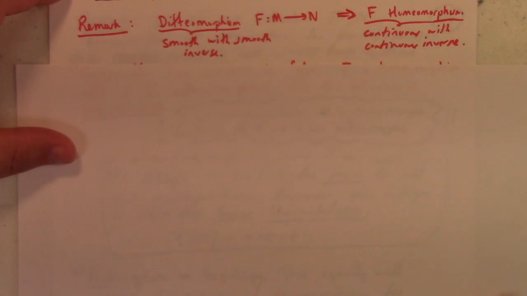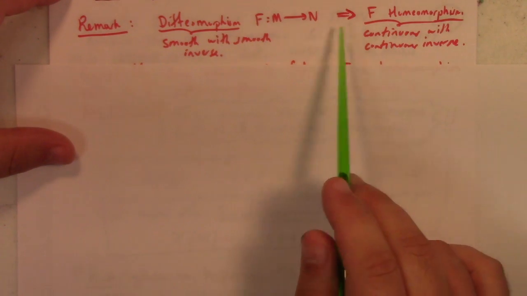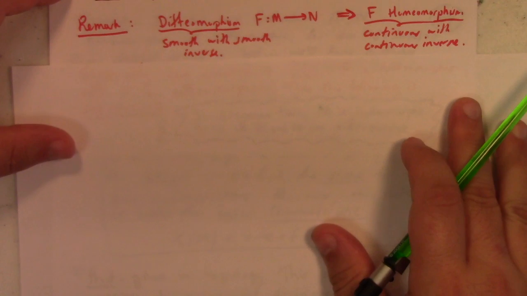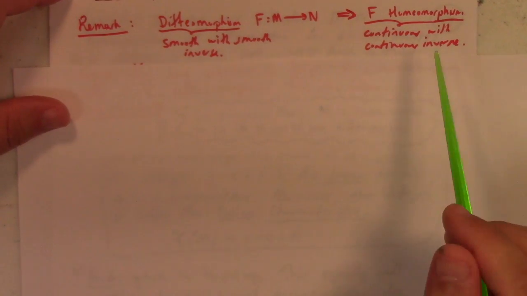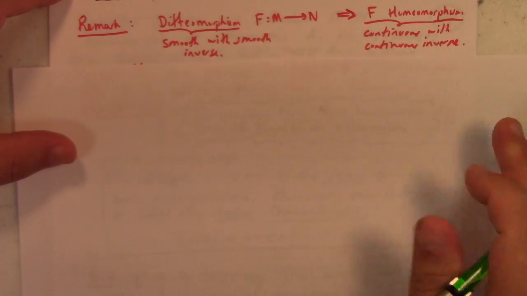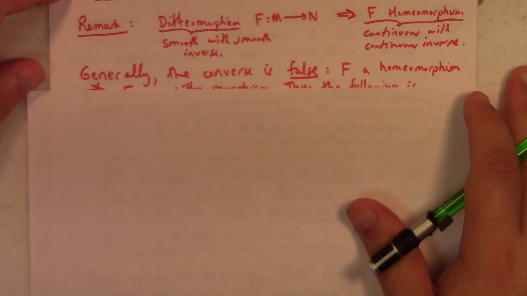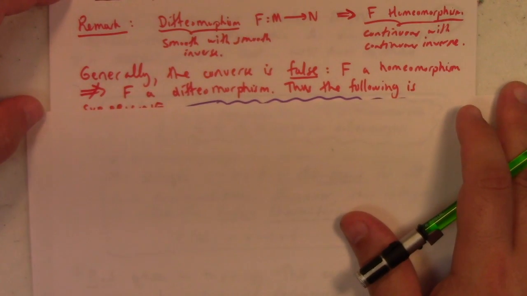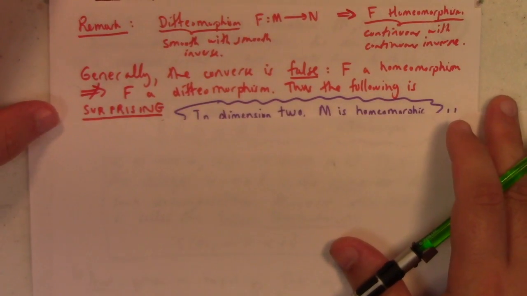So it is true that diffeomorphism implies homeomorphism, because if it's smooth, it's continuous, right? So back to calculus 1 again: differentiable implies continuous. However, continuous does not imply differentiable, and that's why we can't reverse this arrow. Generally the converse is false. A homeomorphism does not imply that f is a diffeomorphism. That's why the following result is, in some sense, shocking.